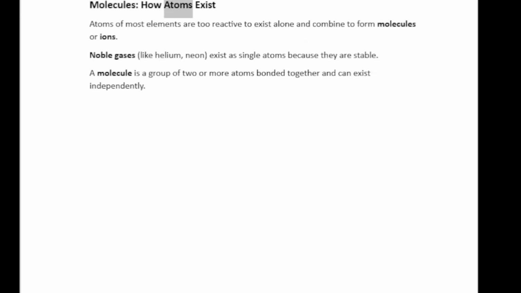Molecules, how atoms exist. Atoms of most elements are too reactive to exist alone and combine to form molecules or ions. Noble gases, like helium and neon, exist as single atoms because they are stable. A molecule is a group of 2 or more atoms bonded together and can exist independently.